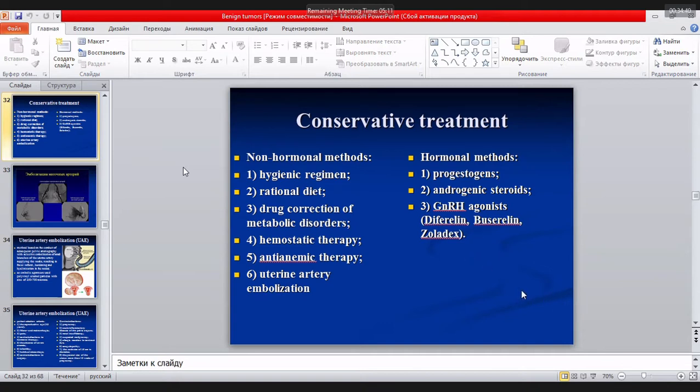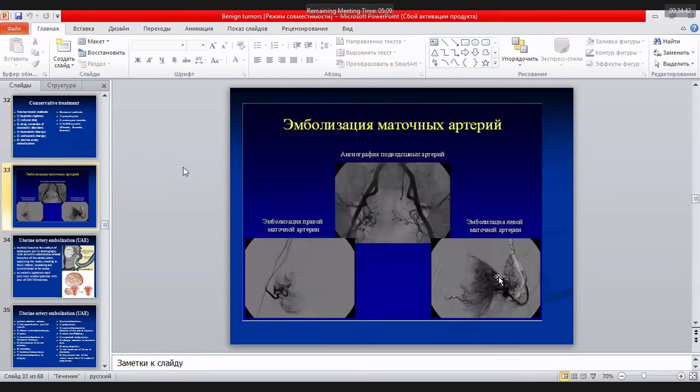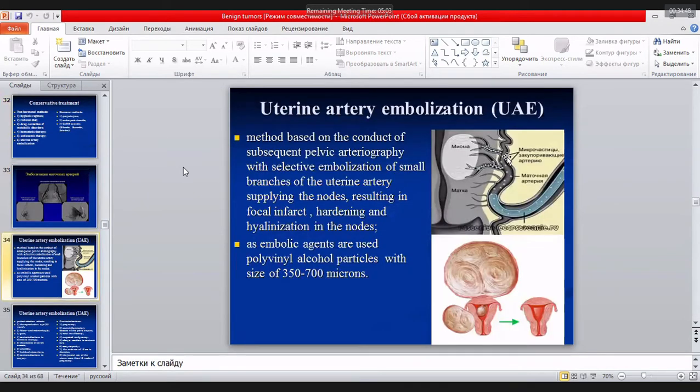We suggest these methods for women who want to save the pregnancy. And now, the embolization of uterine arteries. Usually it is a method based on subsequent pelvic arteriography with selective embolization of the small branches of the uterine artery supplying the nodes, resulting in focal infarction, hardening, and hyalinization of these nodes. Polyvinyl alcohol particles with a size of 350 to 700 microns are used as embolic agents.